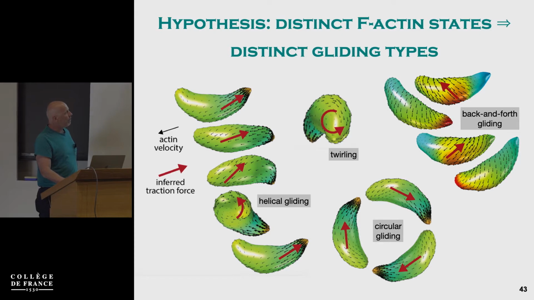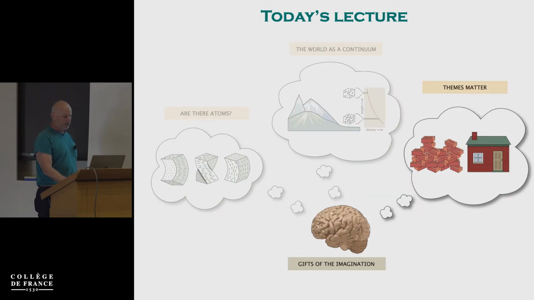So the upshot of all this, and then basically I'm going to turn to the last part of my talk, is that we hypothesize that these actin motions on the surface of the cell are able to explain the observed distinct motions seen by this particular organism.